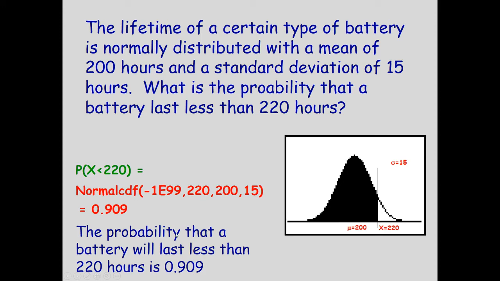And this is just them conceptualizing it. The probability that a battery will last less than 220 hours is 0.909. That's just basically rewriting what this says. This was in symbolic form. This is like in English form.